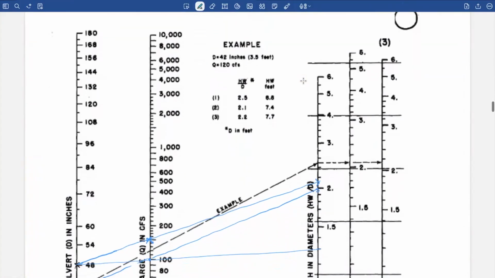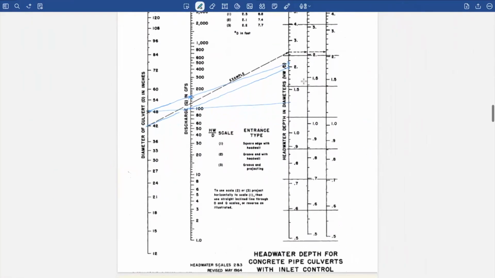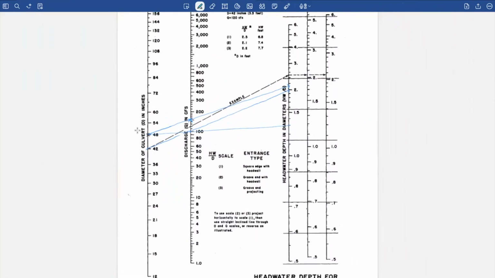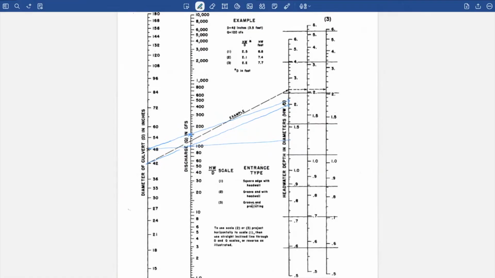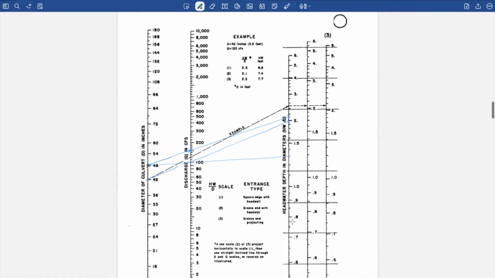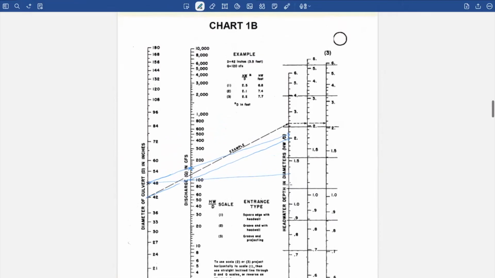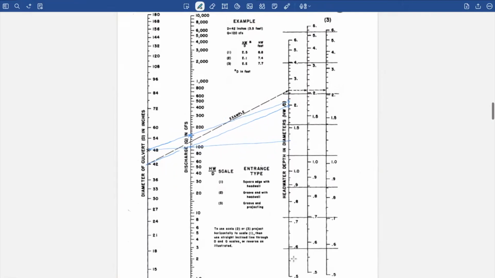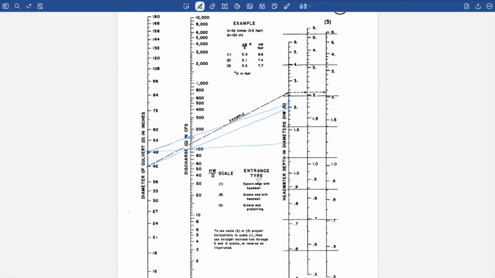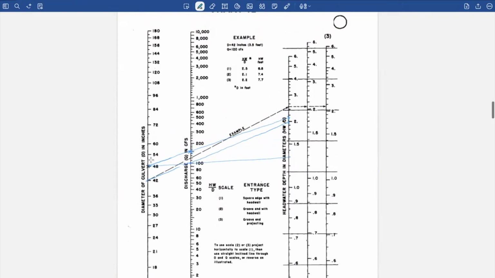And this chart has three vertical scales. The first vertical line indicates the diameter D in inches, whereas this line indicates the discharge, and this line indicates the headwater depth in diameters, that is headwater divided by D. So we will be using this line first because our entrance type is square edge with head wall. And the question already gives the diameter as 48 inches.